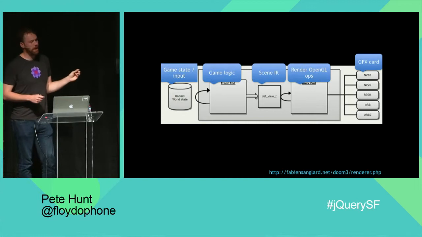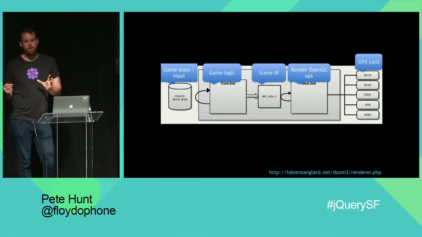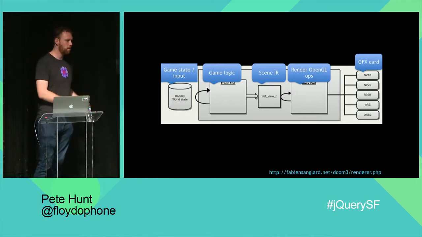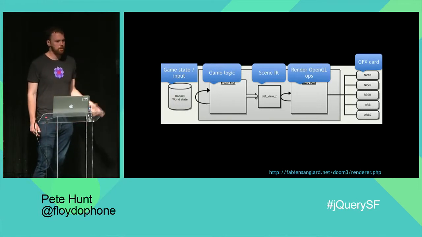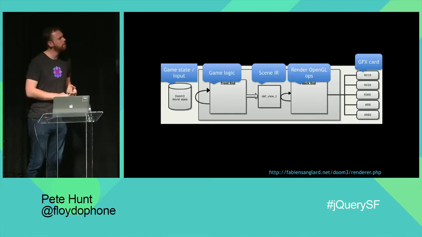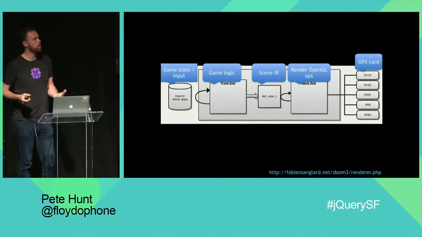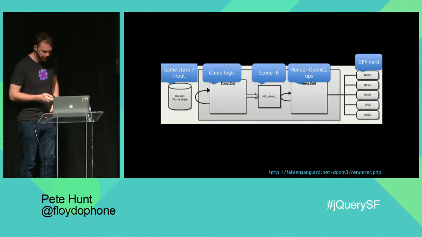Then those rules of the game emit a scene intermediate representation. This is a high-level overview of what to draw. So, I want to draw a monster over there at this XYZ coordinate. I want my camera to be facing this direction, all that kind of stuff. And then the back end of the Doom 3 engine turns that representation into OpenGL operations that then repaint the screen and get sent to the graphics card.